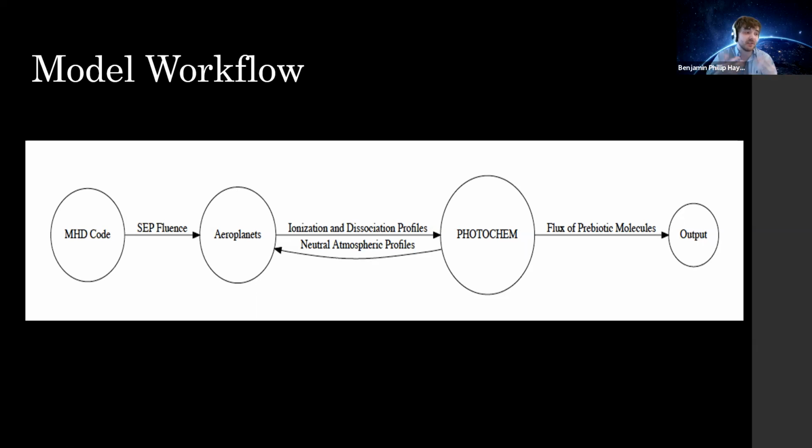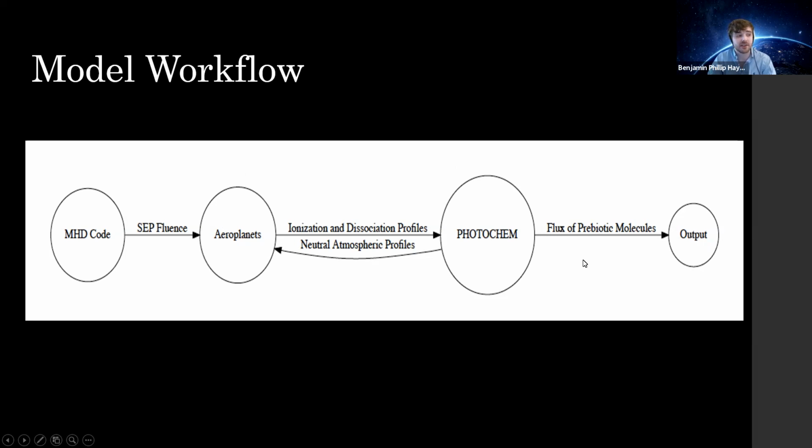So that's essentially what they're doing. They're just breaking things. They're destructive. And then what I've been doing is we take these ionization dissociation profiles from the SEP propagation, and we run them through a photochemical model to determine what actually occurs to the atmosphere when you are doing these large scale changes on it. And then we feed that atmosphere back to the propagation code, and we just keep iterating until we don't get any more change between the two models.